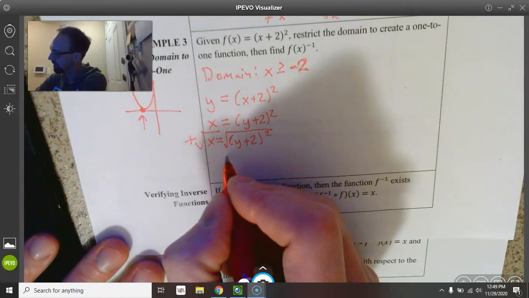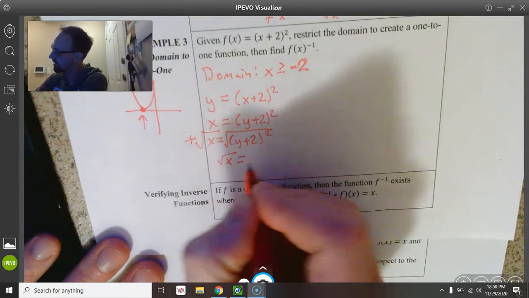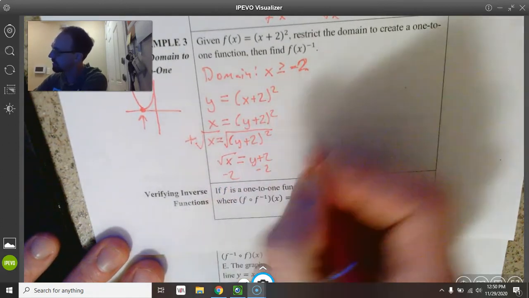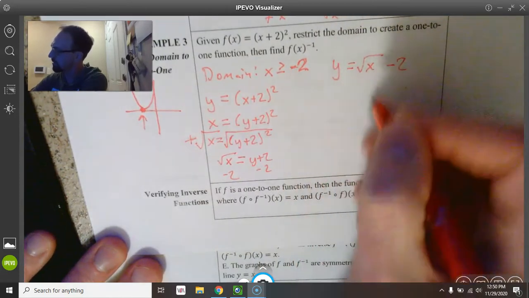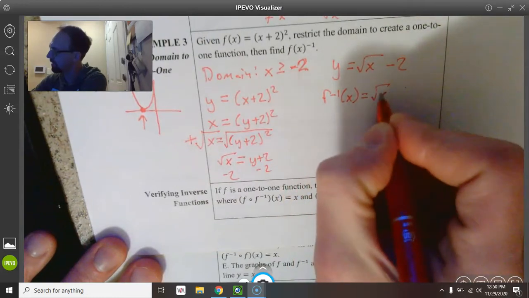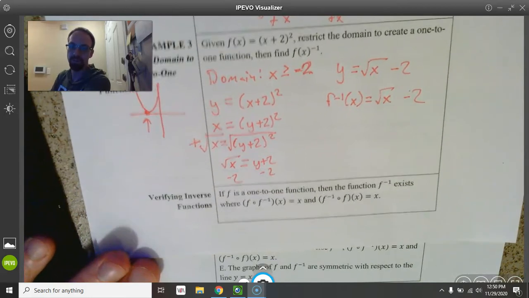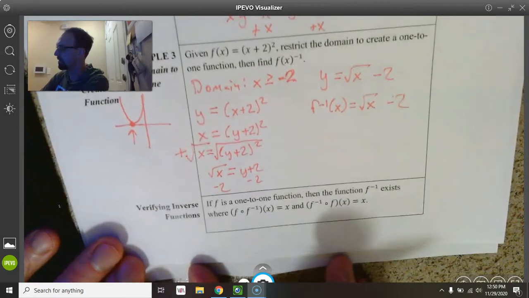So that means we have square root of x is equal to y plus 2. Subtract 2 from both sides. So I have y equals square root of x minus 2. And then that is my f inverse of x. Notice that that minus 2 is outside the parentheses. And so if this is a one-to-one function, then I can take the composition.